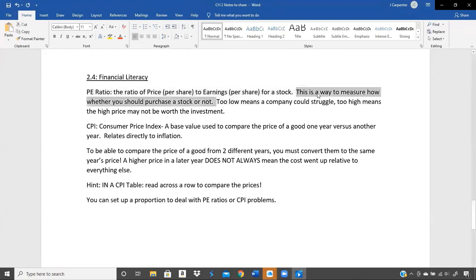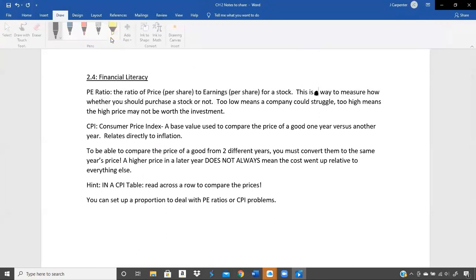Now, this is a way. This is a way. I'm going to highlight that letter A. That's not a highlight, is it? That's blacking it out. Highlight. This is a way to measure whether you should purchase a stock or not. This is not the end-all be-all.